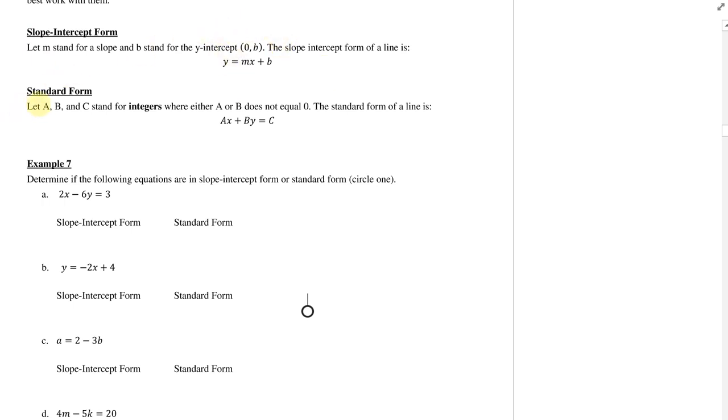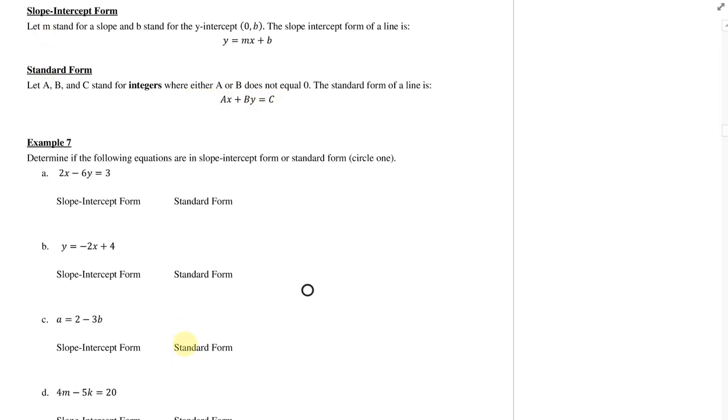The other form of a line is the standard form, so you let a, b, and c, for our course, these are going to be integers. A and b can't be 0. So here's the standard form of a line in that case. So here's the thing that I want to start with.